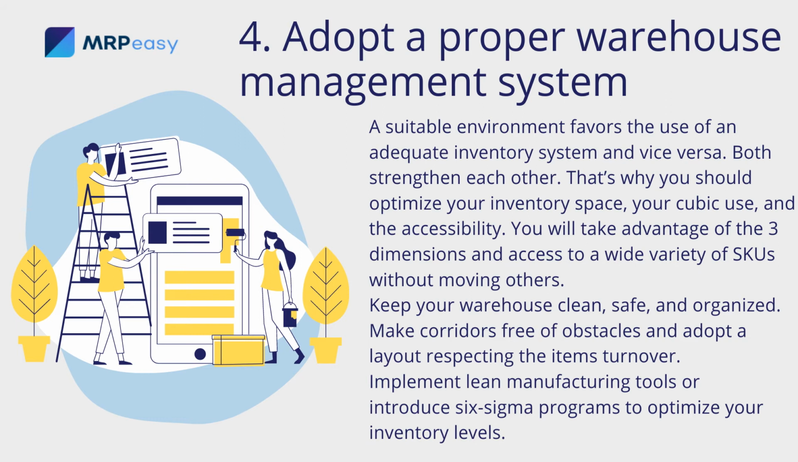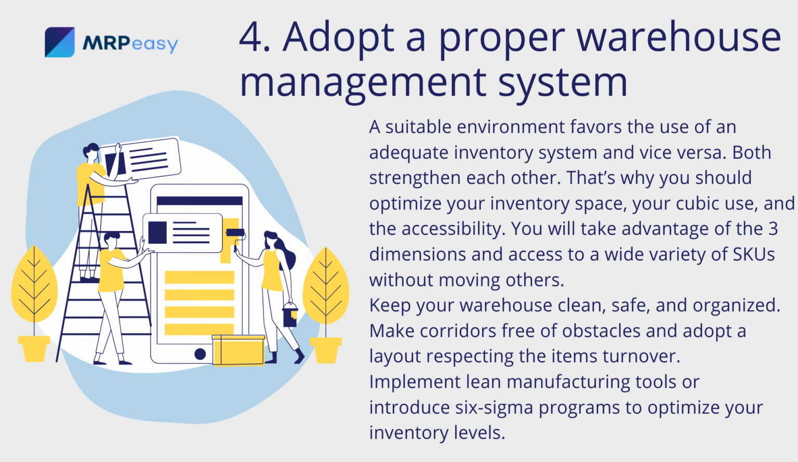4. Adopt a proper warehouse management system. A suitable environment favors the use of an adequate inventory system, and vice versa. Both strengthen each other. That's why you should optimize your inventory space, your cubic use, and the accessibility. You will take advantage of the 3 dimensions and access a wide variety of SKUs without moving others. Keep your warehouse clean, safe, and organized. Make corridors free of obstacles, and adopt a layout respecting the item's turnover.